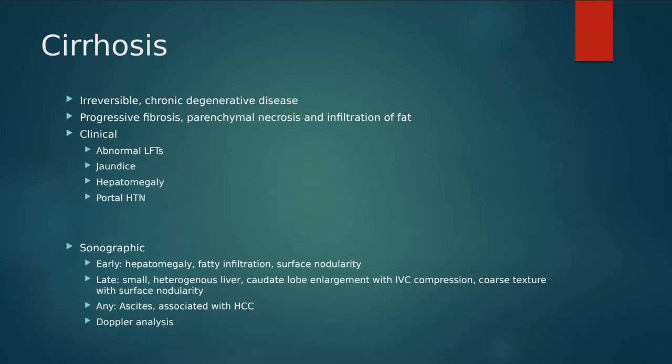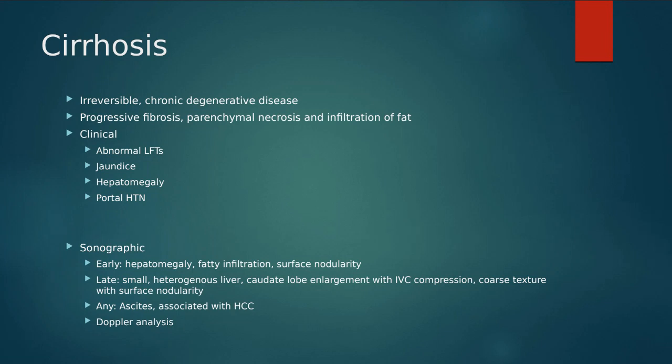We are going to see that caudate lobe start to appear enlarged, and it's going to begin to compress upon that IVC, and we're going to see coarse echo texture and still that surface nodularity. Any stage of cirrhosis can have associated ascites with it, and this is going to be commonly associated with hepatocellular carcinoma. So if you have cirrhosis of any stage, you are at an increased risk of having this particular type of liver cancer, which we will talk about later on.